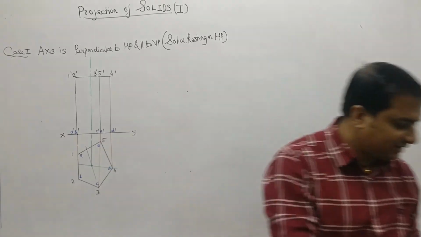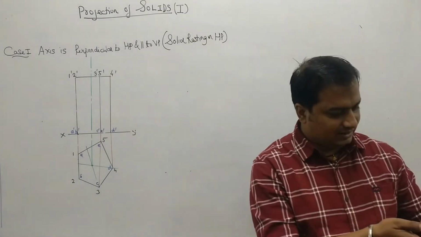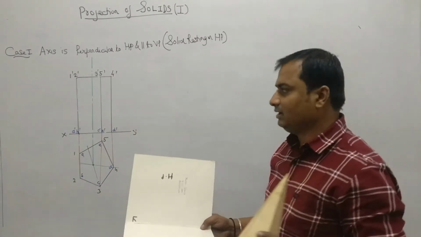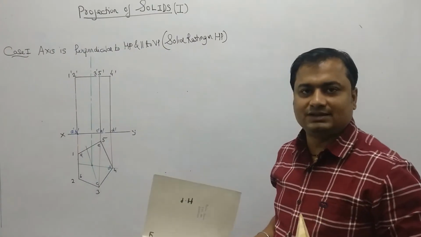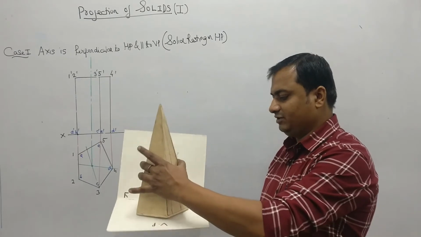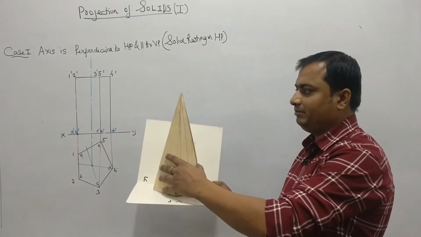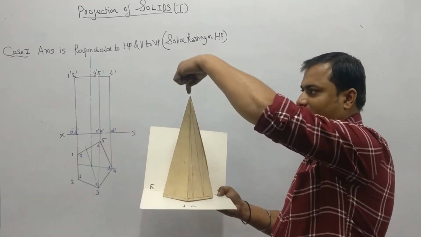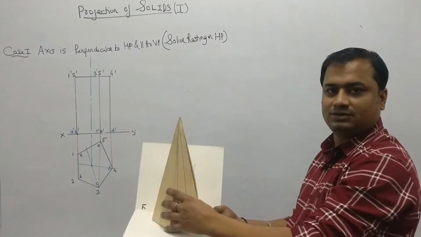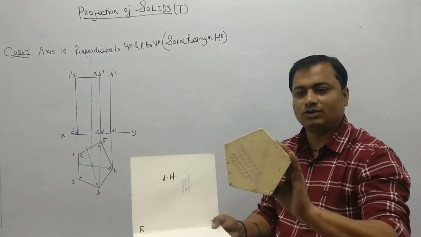Now if I just take the case of a pyramid, for the same case, if my pyramid is resting on HP, the case is the same. I am not going to change the case. Axis is perpendicular to HP, so it will be like this. First angle. Now this is my pyramid. The axis is perpendicular to HP and parallel to VP. So the solid is resting like this. So this is a pentagonal pyramid.